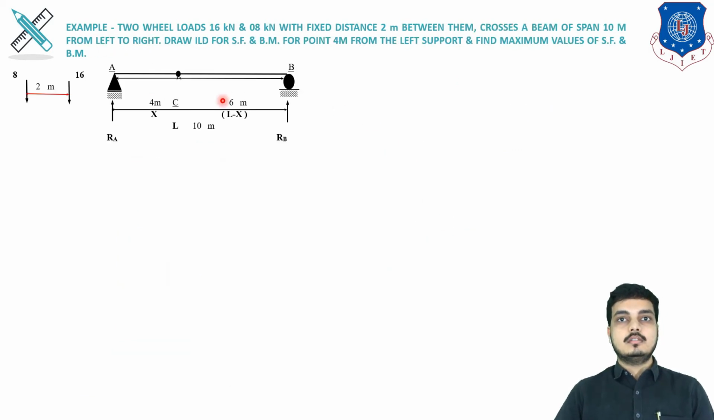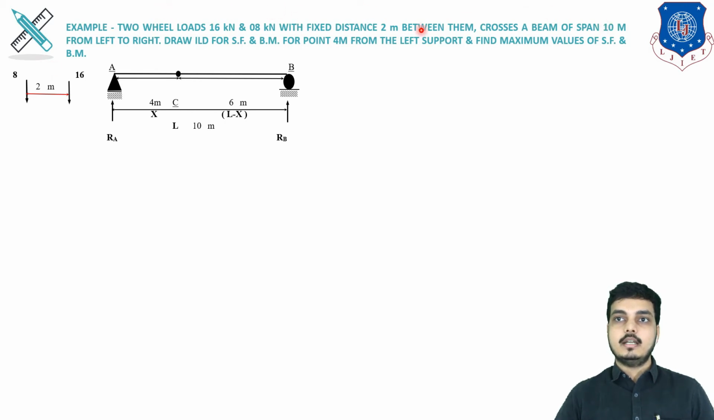Now another sum, just for reference. I have two wheel loads of 16 and 8 kilonewton with a fixed distance of 2 meter between them, crossing a beam of 10 meter from left to right. Draw ILD for SF and BM for a section 4 meter from the left support and find the maximum values of shear force and bending moment. Now here you can see that two wheel loads are given.